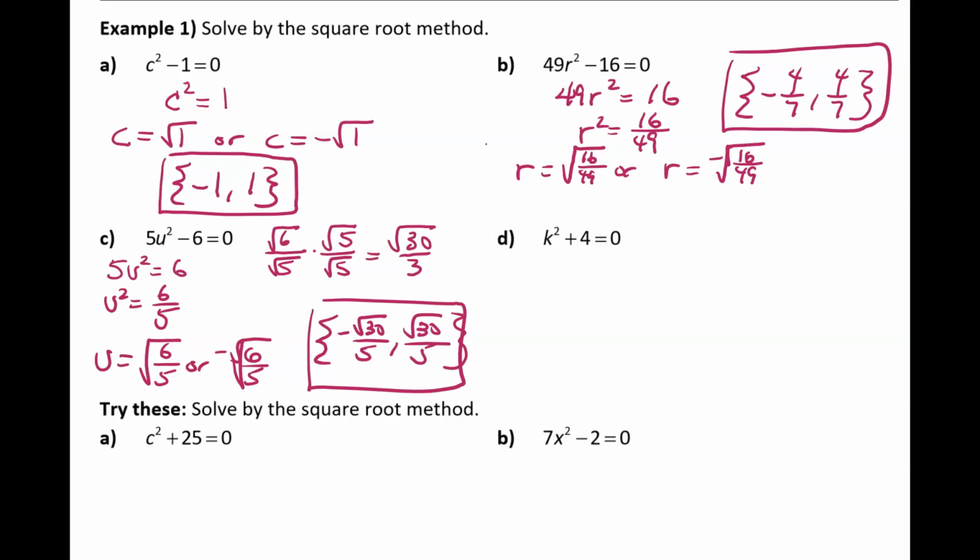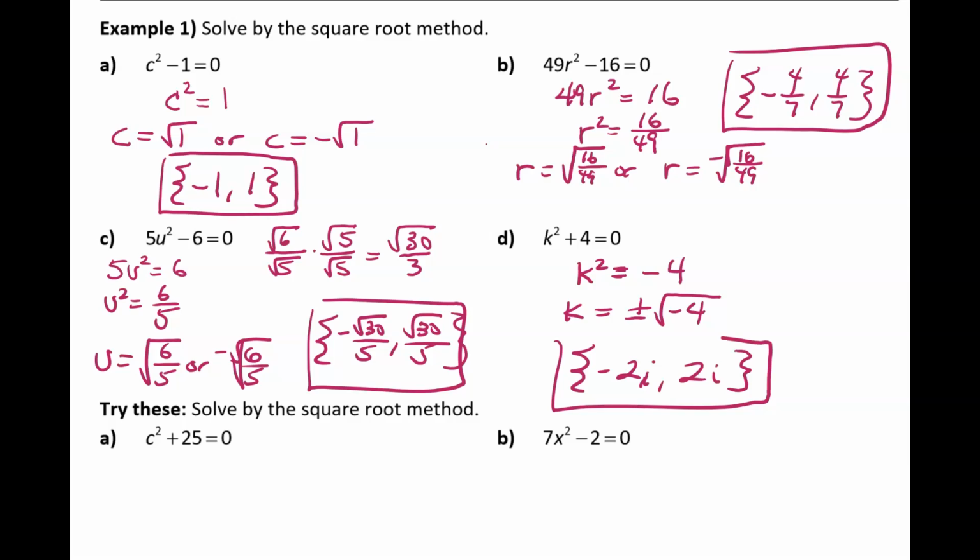And one last one, k squared plus 4 is equal to 0. We can solve that by isolating the squared term, or subtracting 4 from both sides. Now when we take a square root, we're going to have either k will equal the positive or the negative square root of negative 4, which is 2i. So our solutions are negative 2i and positive 2i. So we'll include non-real numbers as well.